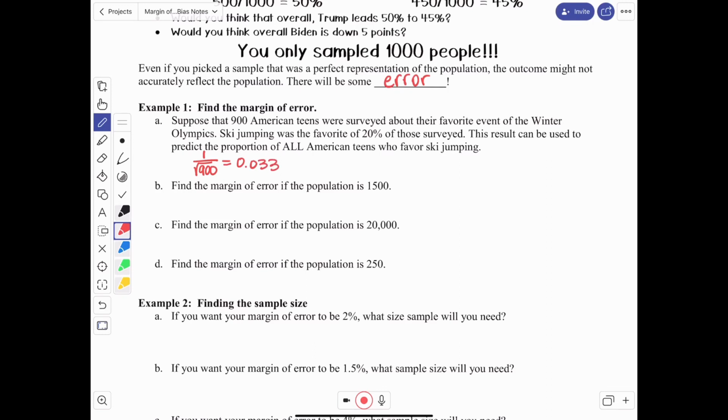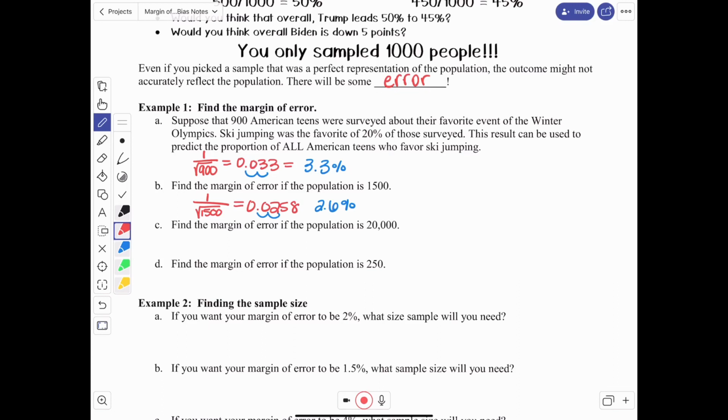0.033. If we change that to a decimal percent, remember you move your decimal 2 places to the right, which would be 3.3%. All right, so find the margin of error if the population is 1,500. So you would do 1 over the square root of 1,500. So that would be 0.0258. Move your decimal 2 places to the right. So if we round that to 1 decimal place, that would be 2.6%.